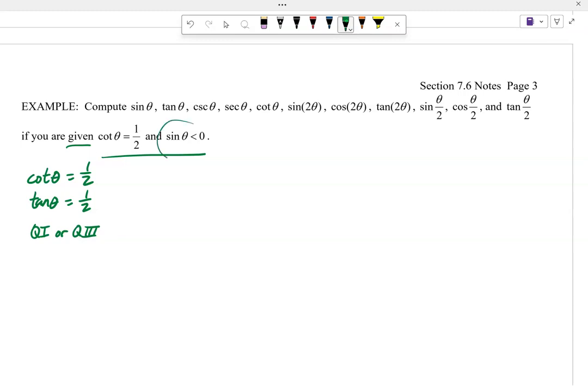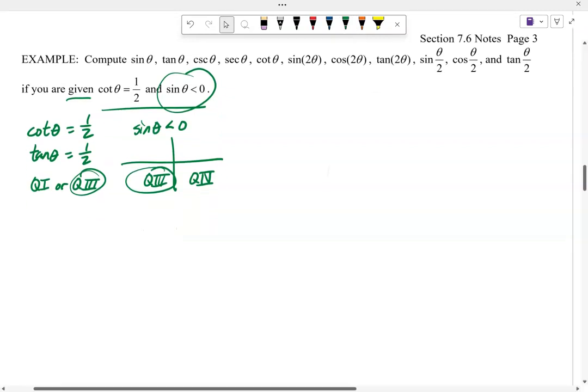Now, it gives me more information. It says the sine is negative. Well, if the sine's negative, then I've got to be in 3, where the y value is negative, or 4. So the first one tells me it's in 1 or 3. The second one tells me it's in 3 or 4. Their intersection says it's got to be in 3. Since the sine's negative, I must be in 3.